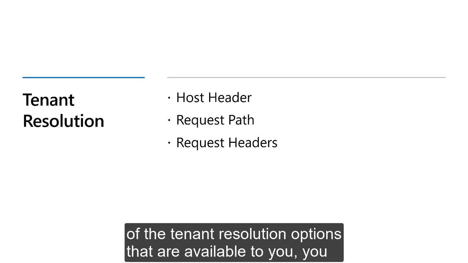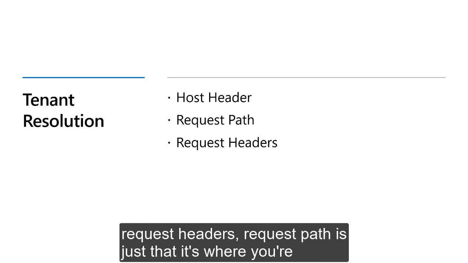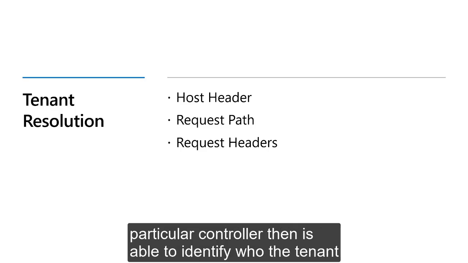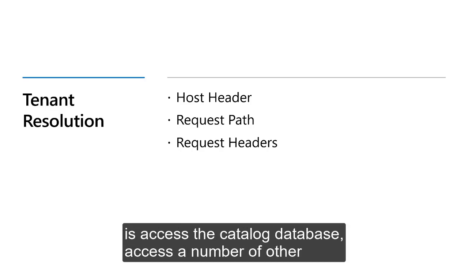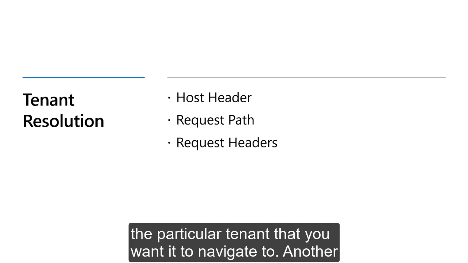Of the tenant resolution options that are available to you, you have host header, request path, and request headers. Request path is just that. It's where you're entering a path in the URL that the logic behind that particular controller is then able to use to identify who the tenant is, access the catalog database, access a number of other databases, and aggregate their data, and then display to you the particular tenant that you wanted to navigate to.